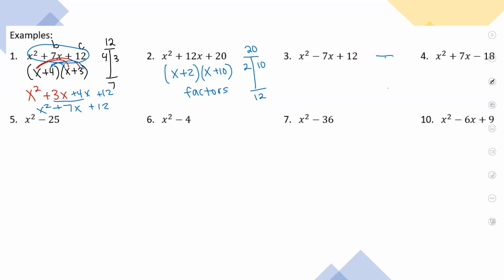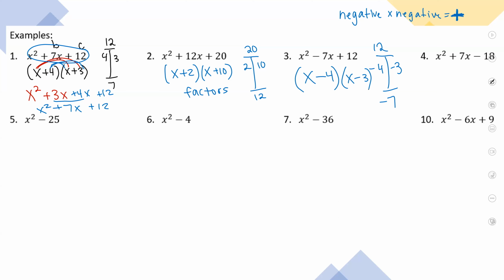Next one, I need two numbers that multiply to 12, but add to -7. Yes. So guys, I wrote a note at the top of your page that a negative times another negative is positive. Okay? So in this case, to get a positive 12, we did a negative and a negative. Negative 4 times negative 3 is 12, but if you add them, you'll get negative 7. So my factors are x minus 4 and x minus 3.